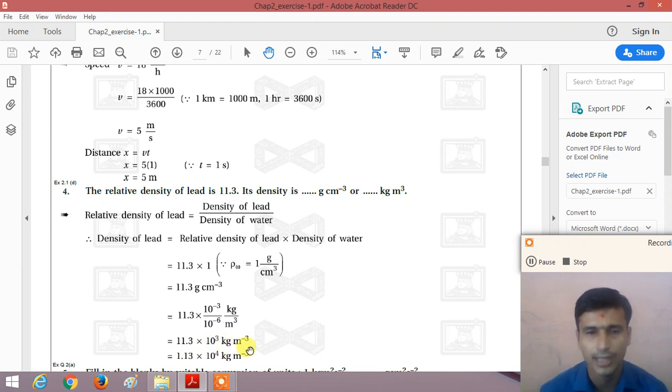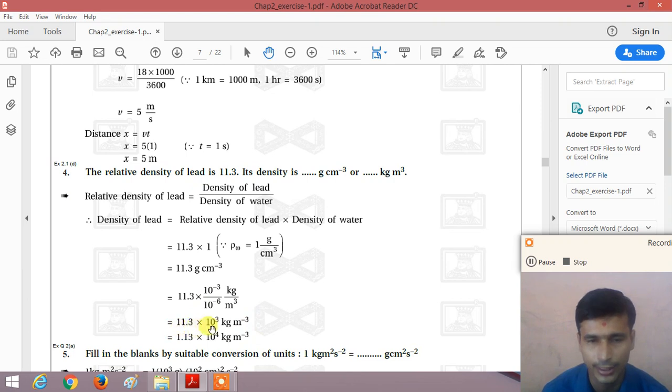Or instead of this, we can calculate from this also. 11.3 gram per centimeter cube. How do we convert this gram per centimeter cube into kilogram per meter cube? 1 gram is equal to 10 raised to minus 3 kilogram. Divide by centimeter cube. We need to convert centimeter cube into meter cube. So 1 centimeter is equal to 10 raised to minus 2 meter, and cube, that is 10 raised to minus 6 meter cube. If you calculate this, we get the answer 11.3 into 10 raised to 3 kilogram per meter cube. So the density of lead is 11.3 gram per centimeter cube, or 11.3 into 10 raised to 3 kilogram per meter cube.